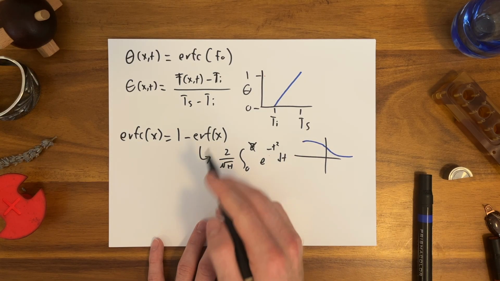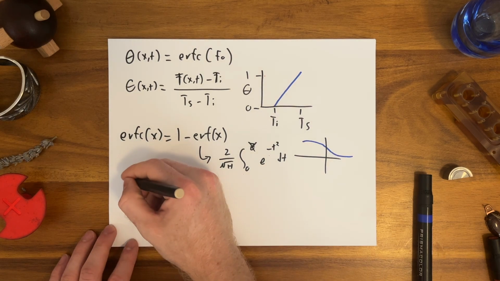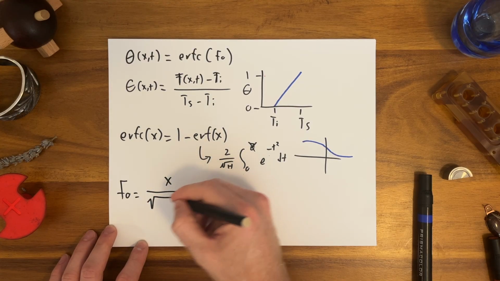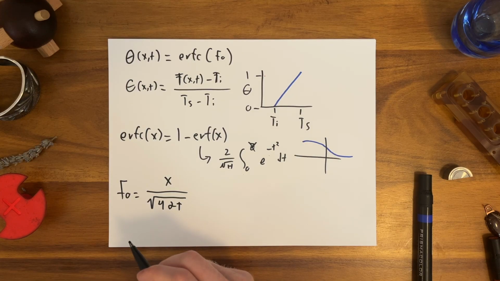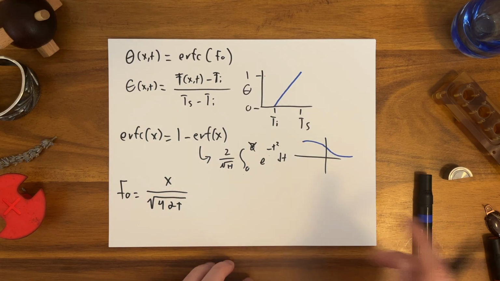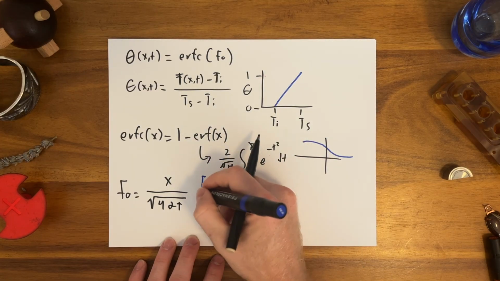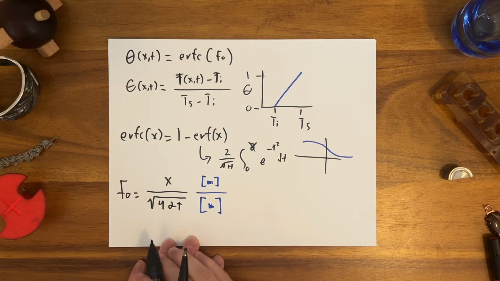So what's going on in the Fourier number? The Fourier number is the meat and potatoes of this whole situation. Fourier number is equal to x over the square root of 4 alpha t. This is non-dimensional, and it's a ratio of distances. So x is in units of meters. That's how far we are below the surface. So therefore, the bottom better also be in units of meters. And what is this? 4 alpha t.